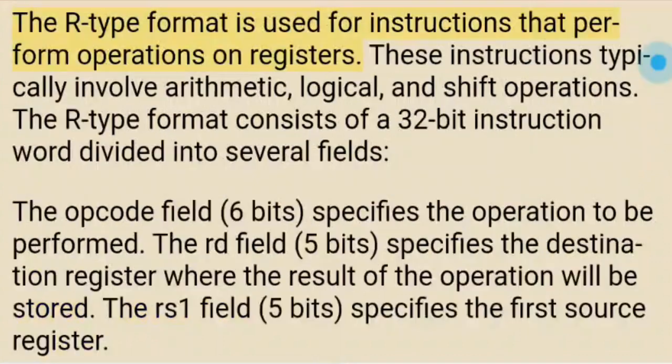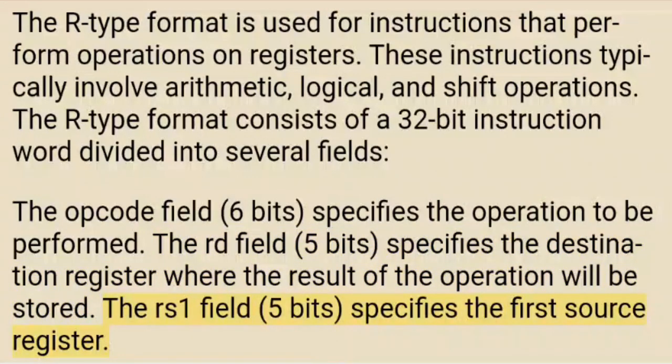R-type format. The R-type format is used for instructions that perform operations on registers. These instructions typically involve arithmetic, logical, and shift operations. The R-type format consists of a 32-bit instruction word divided into several fields. The opcode field, 6 bits, specifies the operation to be performed. The rd field, 5 bits, specifies the destination register where the result of the operation will be stored.